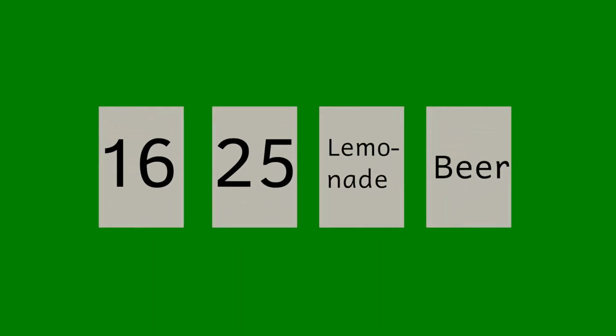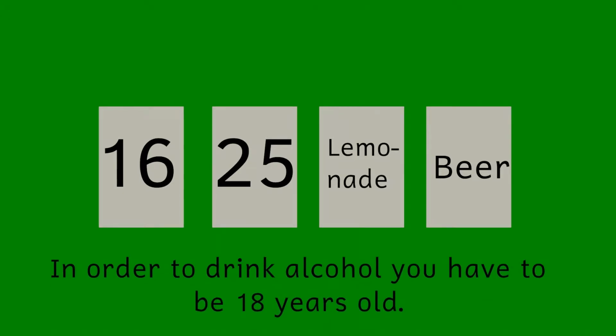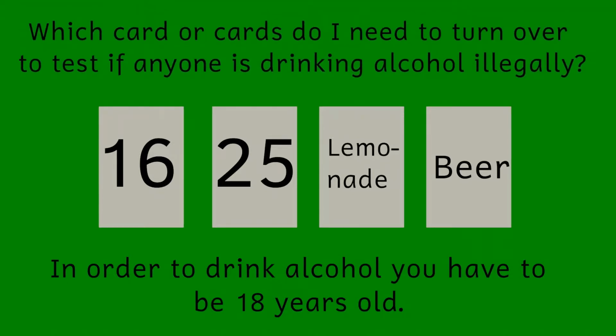So, what's the correct answer? Well, I'll get to that shortly, but over 75% of people get this question wrong. To work out the correct answer, let's have a look at a different problem. Imagine you own a bar, and in order to legally drink alcohol, you have to be 18 years old. Here again are 4 cards. Each card refers to a person drinking in your bar. On one side is the person's age, and on the other side is what they're drinking. So which card or cards must you turn over to make sure no one is drinking alcohol illegally?